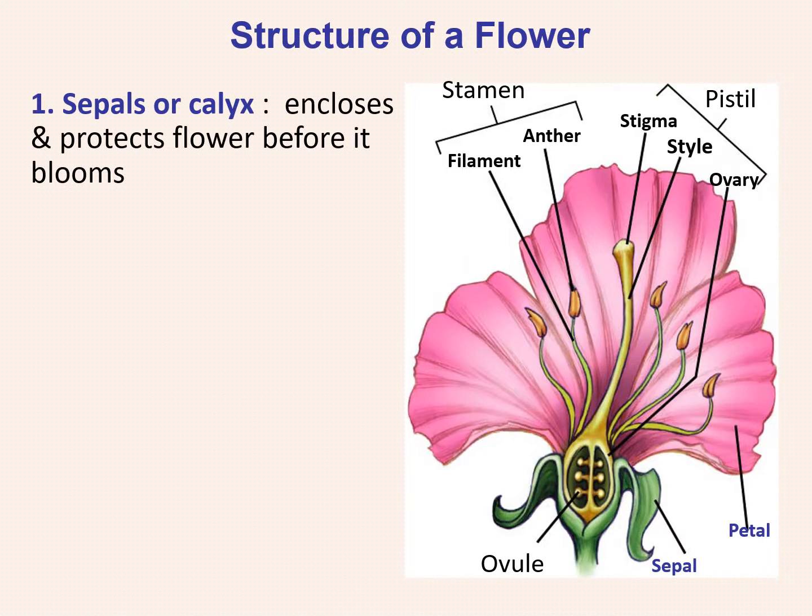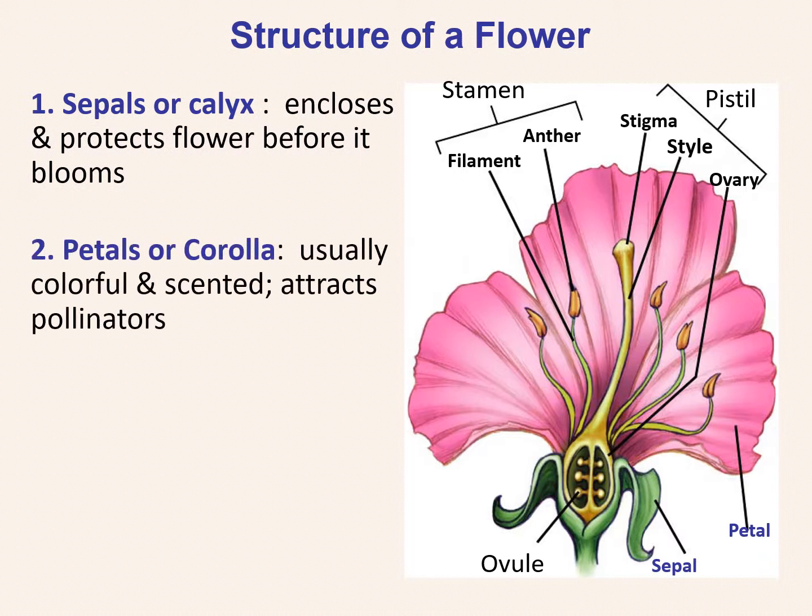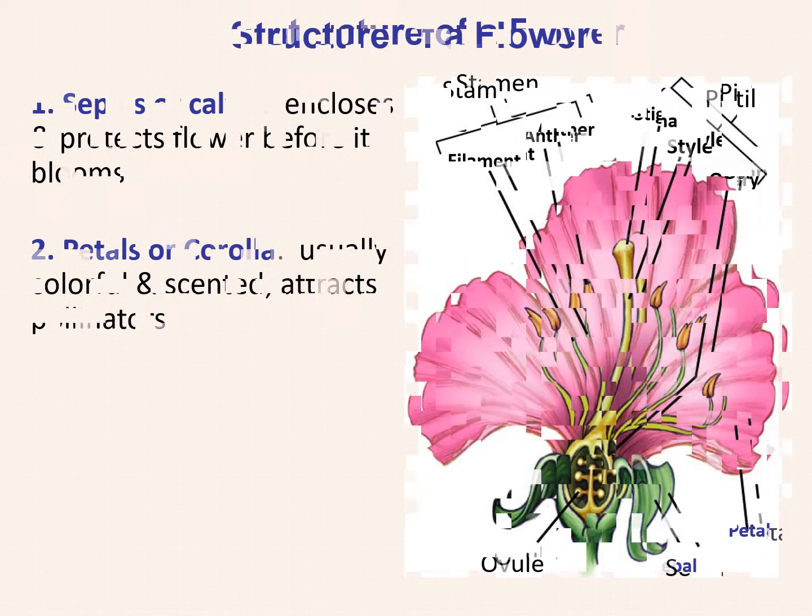And the sepals or calyx, that is the outermost layer, which is green in color and encloses and protects the flower before it blooms. The second whorl is petals or corolla. Usually it looks colorful and scented, which attracts pollinators. These sepals and petals are non-essential parts of the flower.